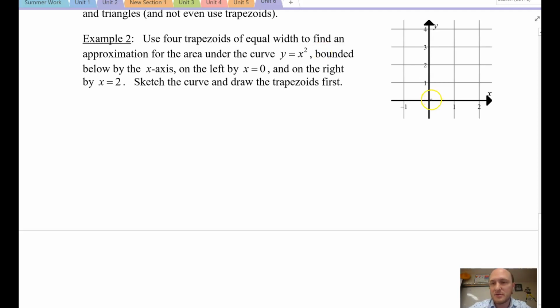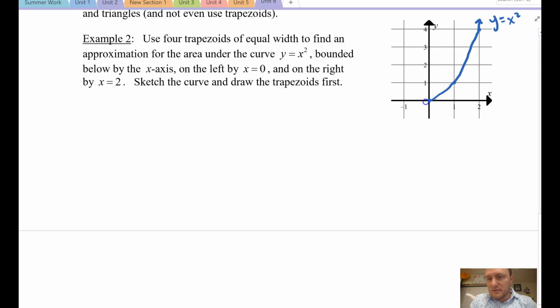Okay, so y equals x squared, that's going to be 0, 0, 1, 1, 2, 4 if I square that, right? And that looks like this, just a basic parabola. Here's y equals x squared. Okay, bounded below by the x-axis.